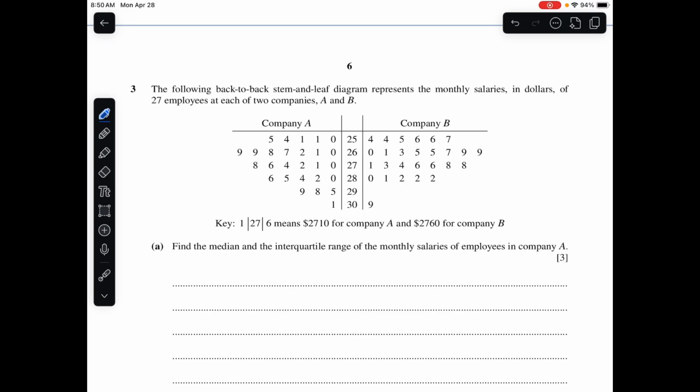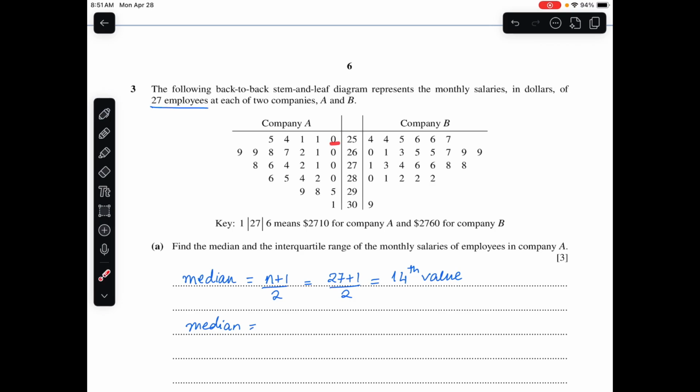Now let's calculate the median of company A. As we would normally do, we know that there are 27 employees. The median is the middle number, so you do n plus 1 divided by 2. So you do 27 plus 1 divided by 2. That is the 14th value. So you need to identify what the 14th value is. So the median is the 14th value.